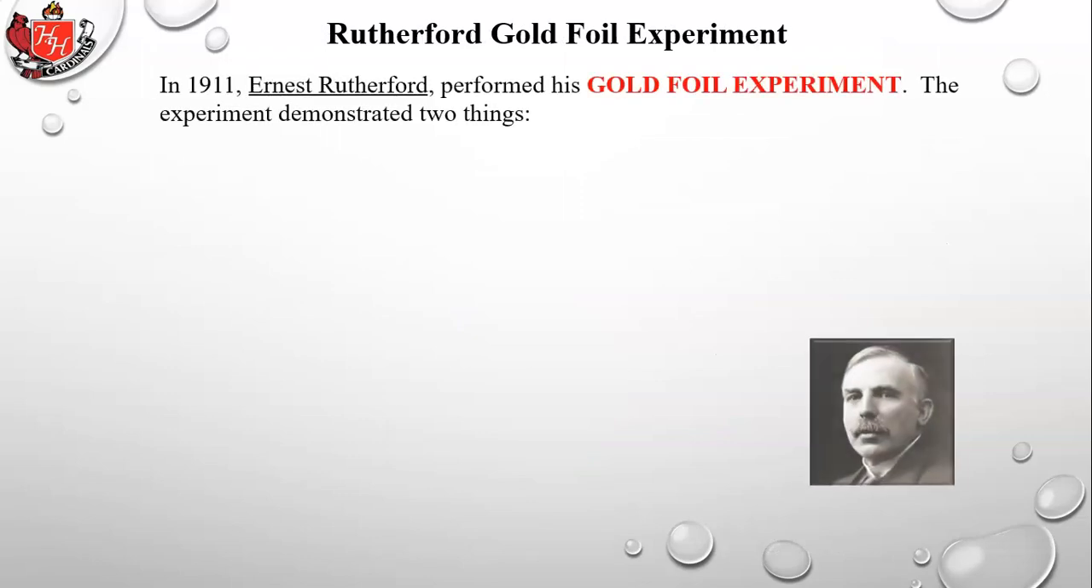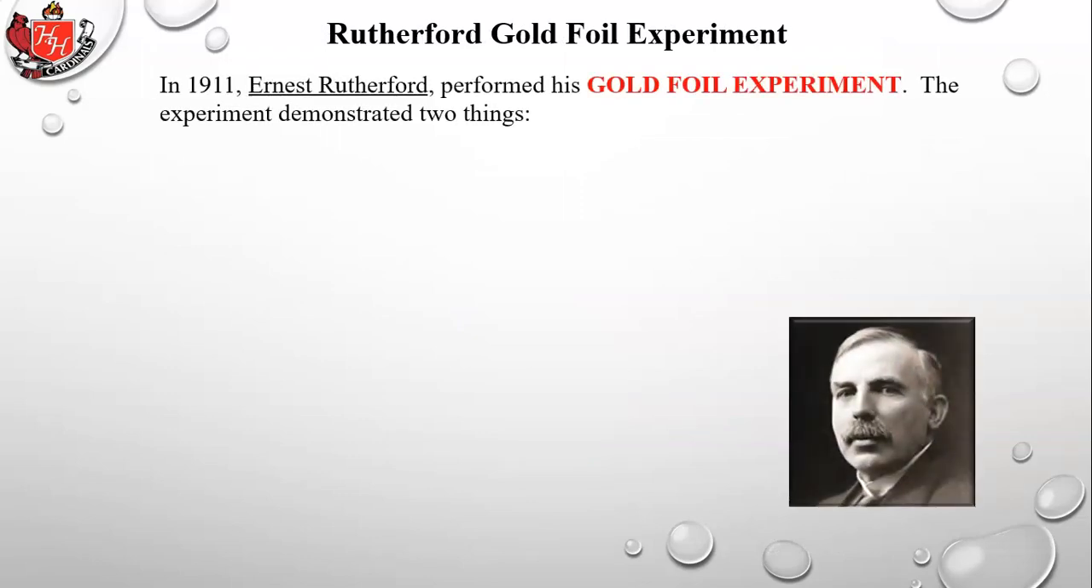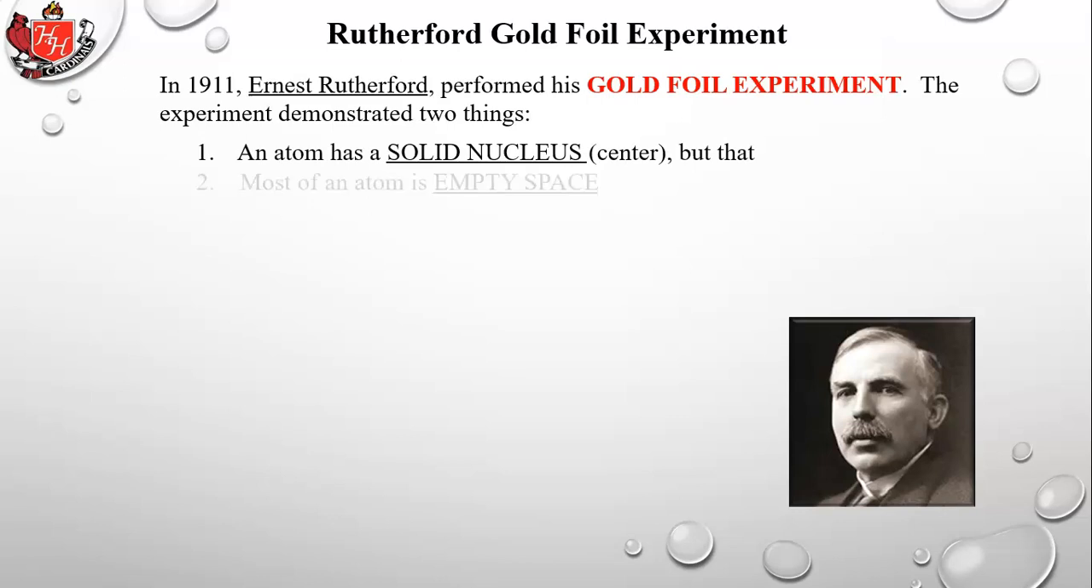In 1911, Ernest Rutherford performed his gold foil experiment. The experiment demonstrated two things. One, that an atom has a solid nucleus center, but that most of the atom is empty space.